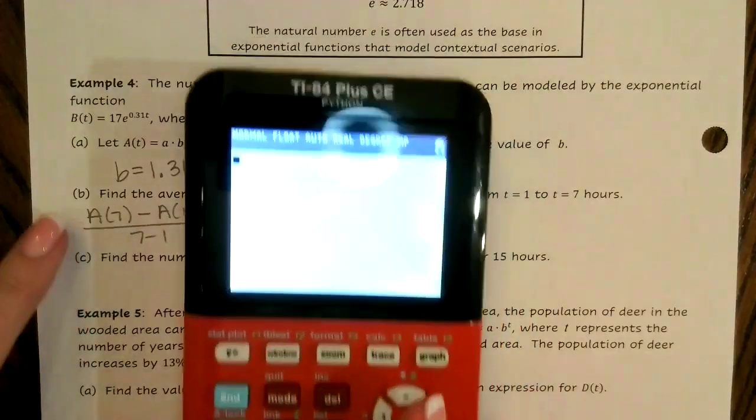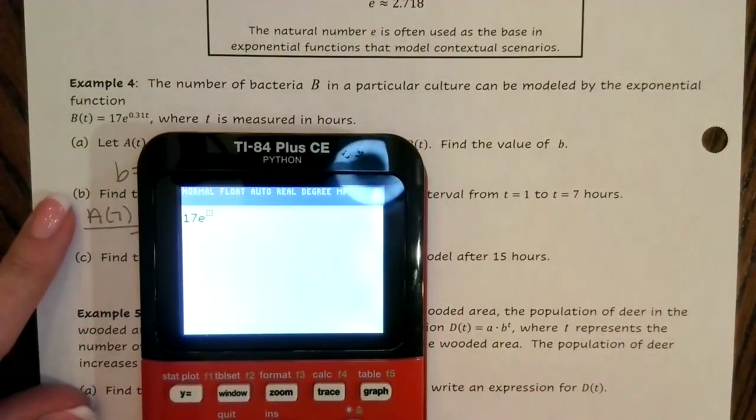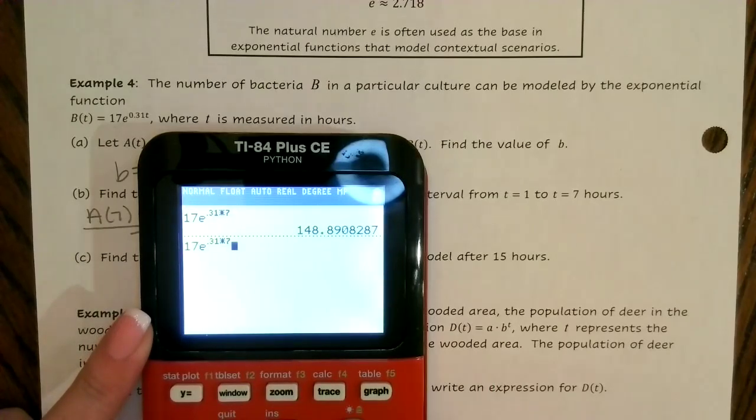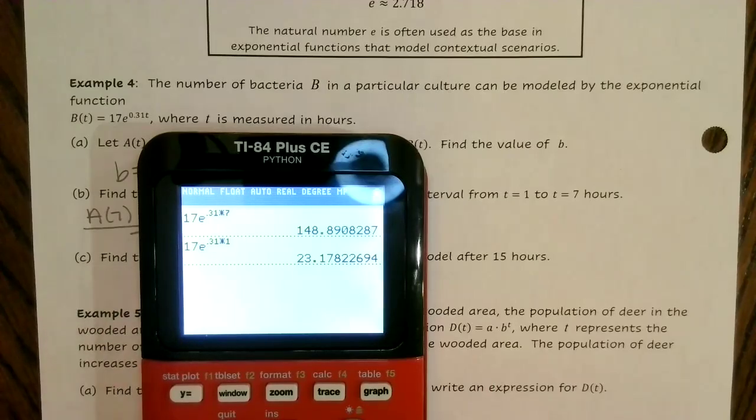You do want to use the entire thing. And so 17 e to the 0.31 times 7 power. And then same thing, 1. And so you do want to use these longer parts of your equation. So when I do this, I'm going to go alpha y equals to get numerator over denominator. And then you can use the arrow key to highlight that. So I highlight that and then minus over 7 minus 1. So do use that entire number. Don't round until the very end because that can change your answer quite a bit.